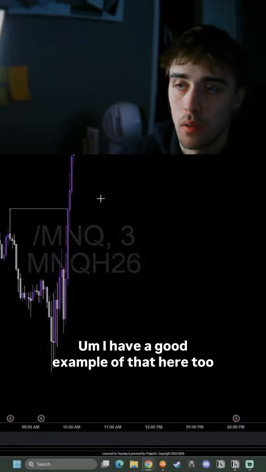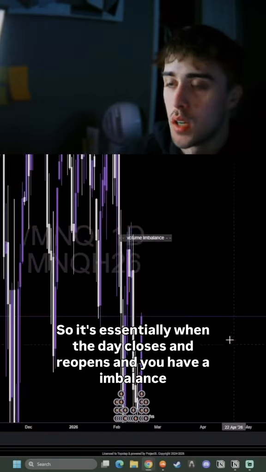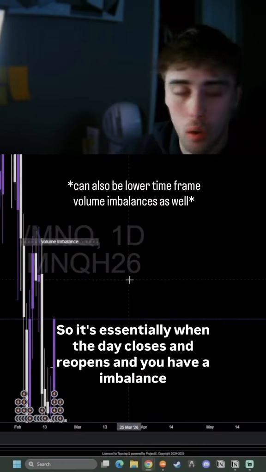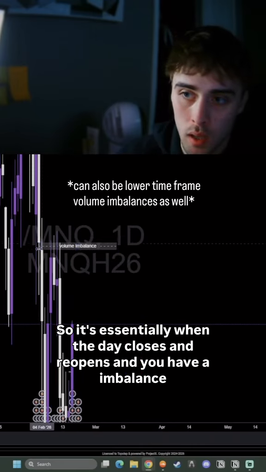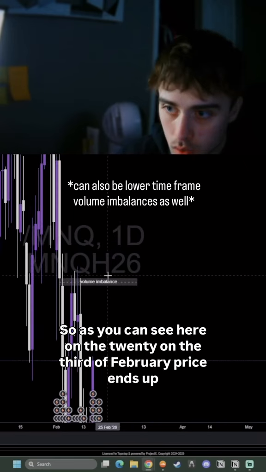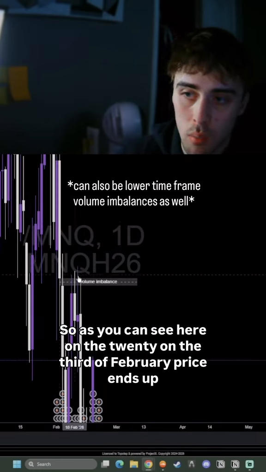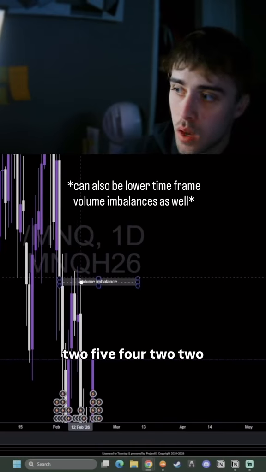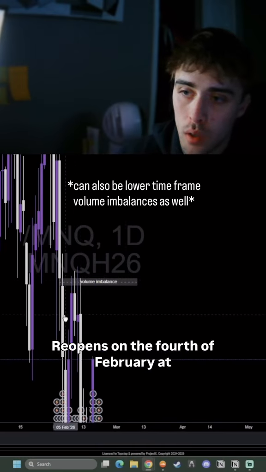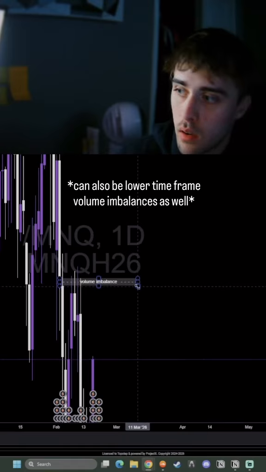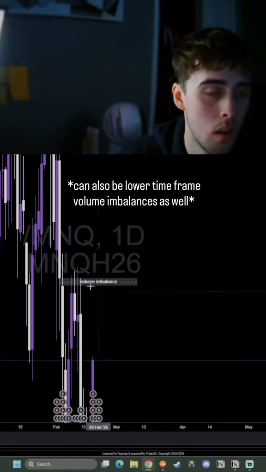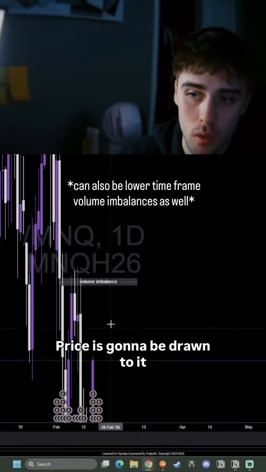The last and final one I have is volume imbalance. I have a good example of that here too. It's essentially when the day closes and reopens and you have an imbalance in price. So as you can see here, on the 3rd of February, price ends up closing at 25422, reopens on the 4th of February at 25388. You have a volume imbalance there. Price is going to be drawn to it.